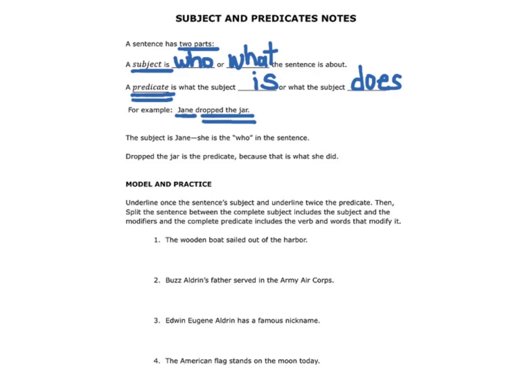Let's model and practice a few. So we are going to underline once the sentence's subject and underline twice the predicate. Then we are going to split the sentence between a complete subject, which includes the subject and the modifier, and complete predicate, which includes the verb and the words that modify it. So, number 1 is the wooden boat sailed out of the harbor.